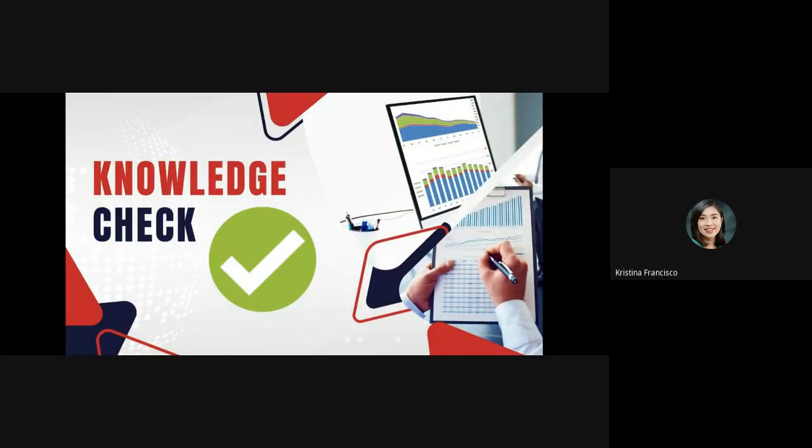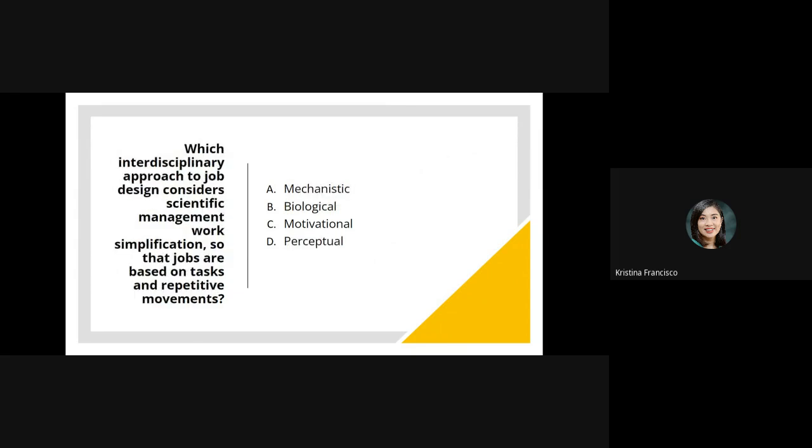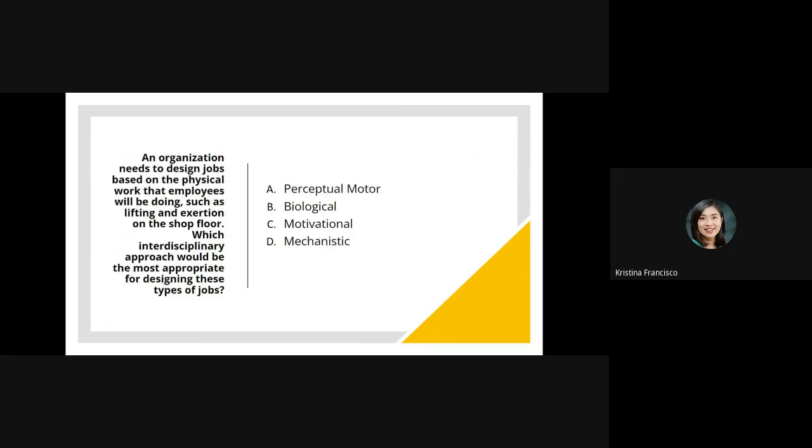So, let's have a knowledge check. In a company concerned about skills, task identity, employee autonomy and feedback, which of the following job design approaches should be adopted? So we have the motivational approach. For mechanistic, this is a disciplinary approach to job design considering scientific management and work simplification, so that jobs are based on the task and repetitive movements. For biological, organizations need to design jobs based on the physical work employees will be doing, such as lifting and exertion on the shop floor.